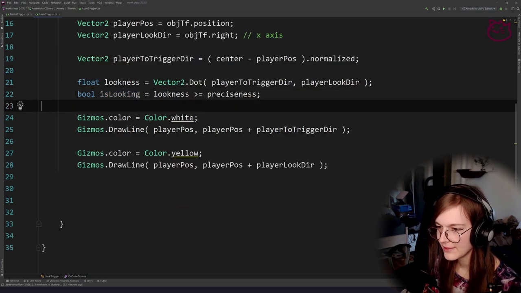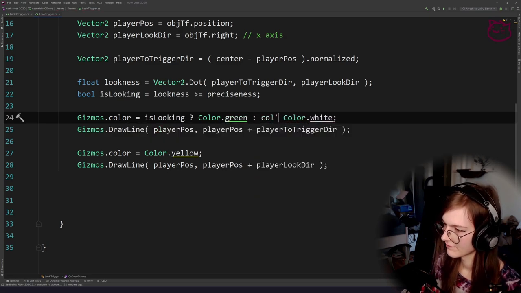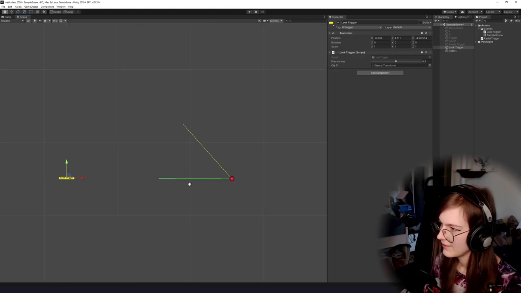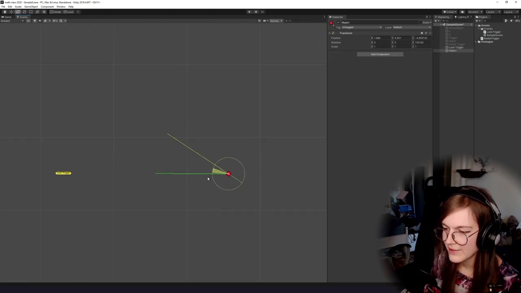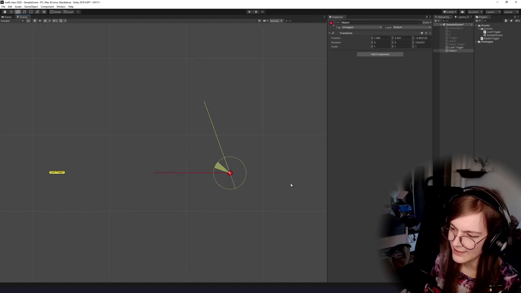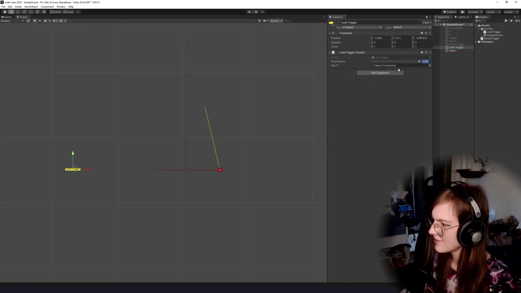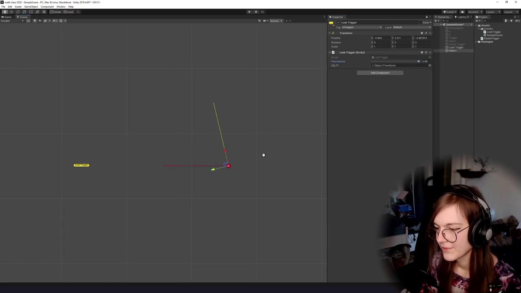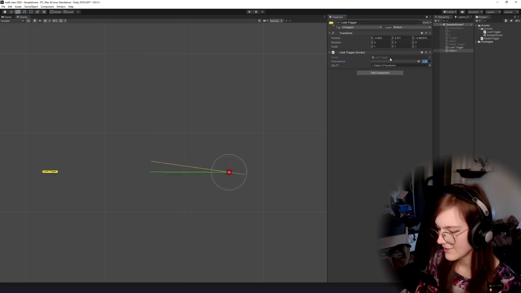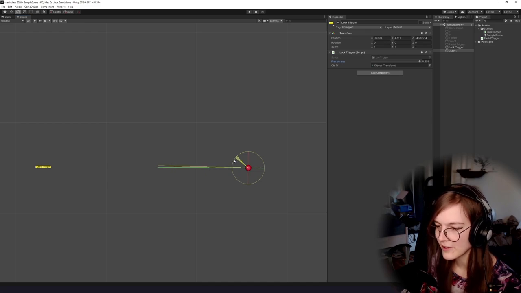So now let's color this one based on isLooking. There we go. Now we can rotate this one and we can see that we are getting a green line when we're looking at it and a red line when we're looking away. Let's test the threshold. Let's make it very precise. We're going to set this to 0.98. So now it shouldn't go green until we're very close to looking at it. There we go. We can do it even more, 0.999. Dude. So now it's way more precise. Now you have to look almost directly at it.